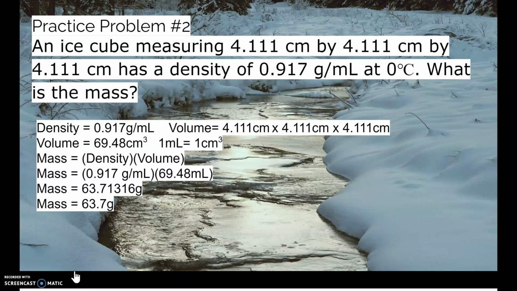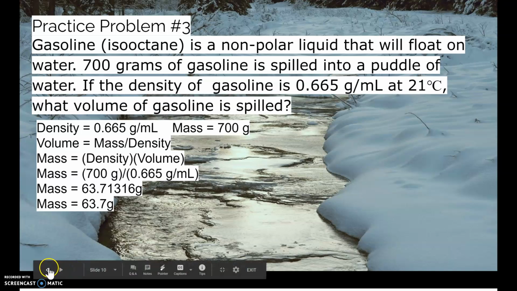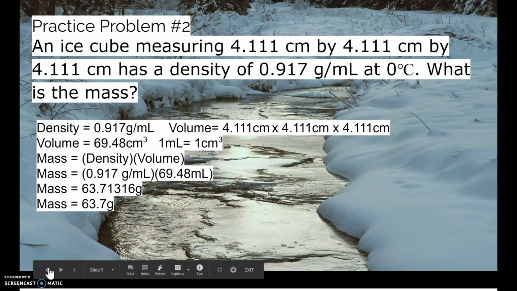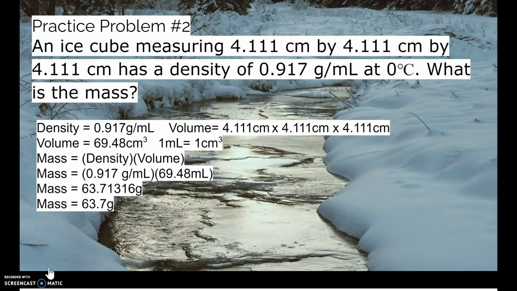Our mass can be found by taking density and multiplying it by volume. Our mass is equal to 0.917 grams per mil times 69.48 mils. We get 63.71316 grams. But we have to account for significant figures. 0.917 is 3 significant figures and 69.48 is 4. Therefore, we need to provide 3 significant figures. Our final answer is that mass is equal to 63.7 grams.